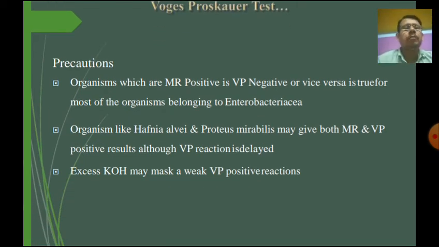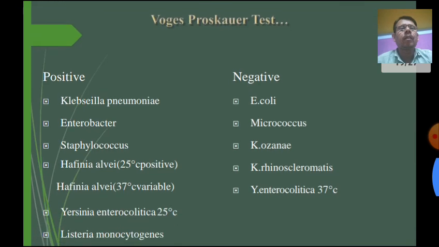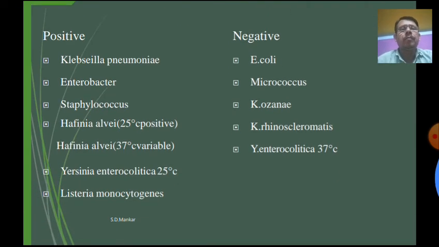Precaution: organisms which are MR positive are VP negative, and vice versa, which is true for most organisms of the Enterobacteriaceae. Some organisms like Hafnia and Proteus mirabilis may give both MR and VP positive reactions. Excess KOH may mask a weak VP positive reaction. The Voges-Proskauer test is positive in Klebsiella pneumoniae, Enterobacter, Staphylococcus, Hafnia alvei, Listeria species, and negative in E. coli, Proteus, and Enterococci.